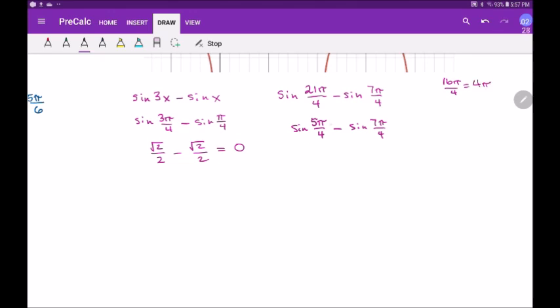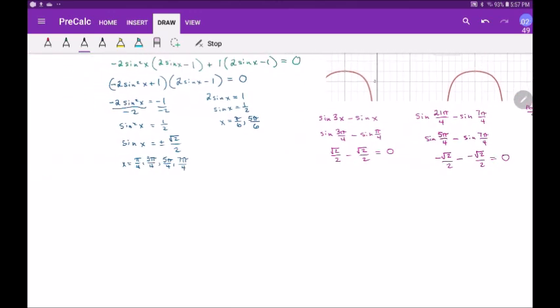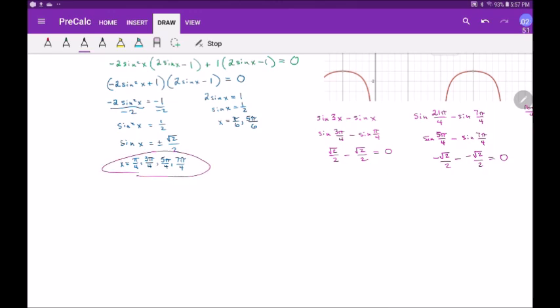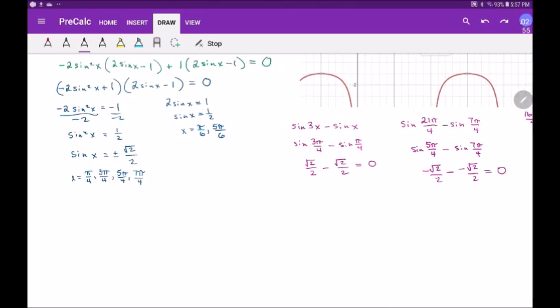So 5 pi over 4, sine's negative in quadrant 3, so I get the square root of 2 over 2, but it's negative. Then I'm subtracting, it's negative in quadrant 4 as well, so I'm going to get the square root of 2 over 2, but it's negative, so 2 negatives make a positive, so I end up with 0 again. So for all 4 of these answers over here, they're not going to work for me because they're not in the domain. I can't put them in.